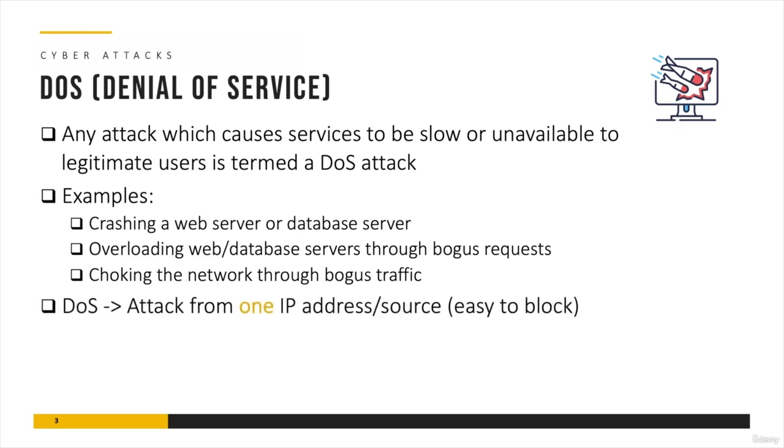Denial of service attacks usually originate from one single source or IP address, and that is why they're easier to detect and block. You could simply add rules in your firewalls which block that malicious IP address. However, there is another variation of the denial of service attack which is called DDoS or distributed denial of service, in which case you have attacks from multiple IP addresses simultaneously, and this type of attack is much more complex and harder to stop.